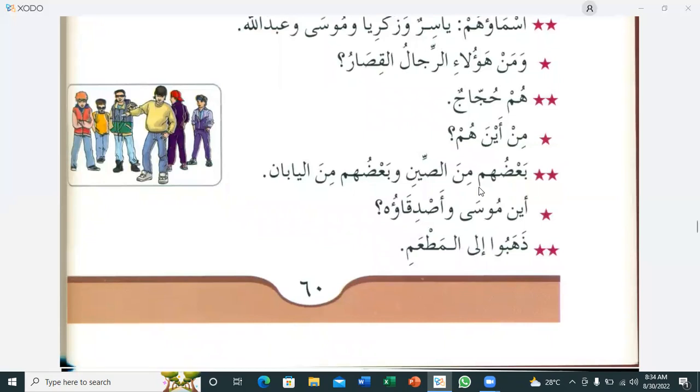Ba'duhum, some of them. Ba'duhum min as-sin, some of them are from China. Wa ba'duhum min al-Yaban, and some of them are from Japan. Some of them are from China, and some of them are from Japan.